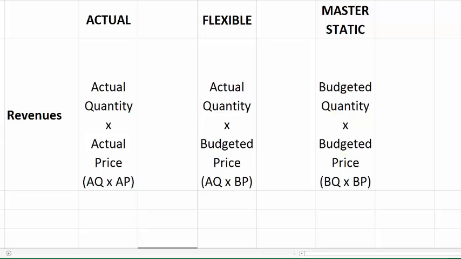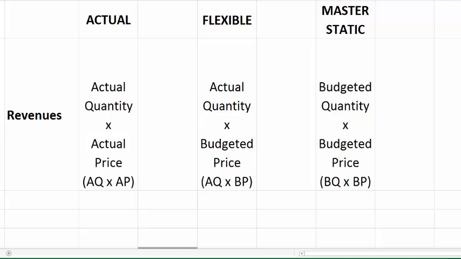All right, let's look through some formulas real quick before we go into the ICP solutions. So what we have seen in Chapter 6 is how to go about putting together that budgeted plan, our master static budget.